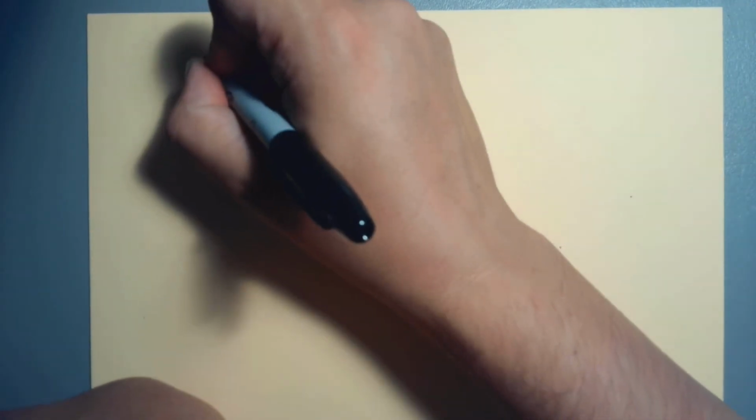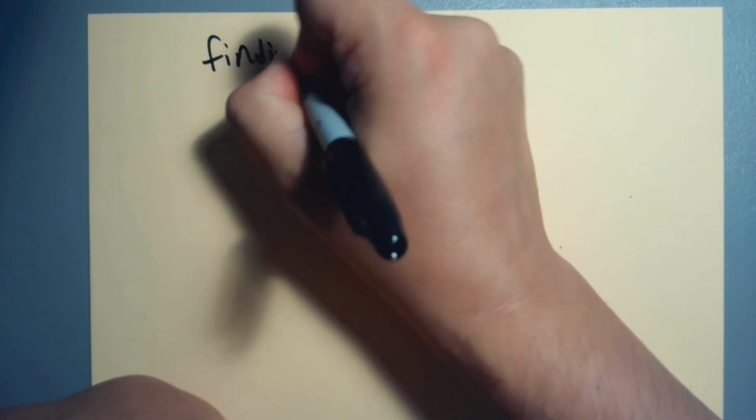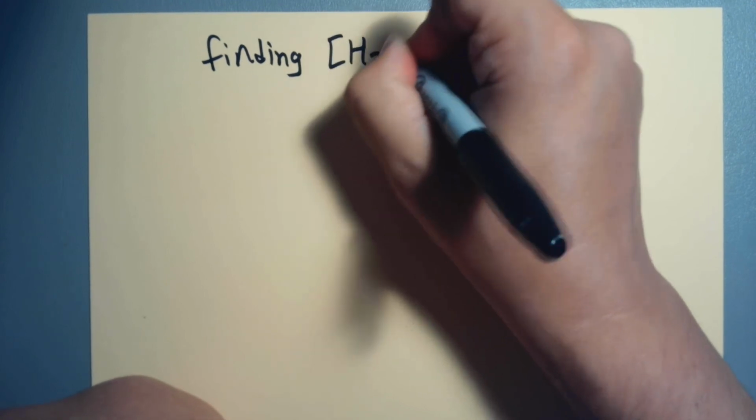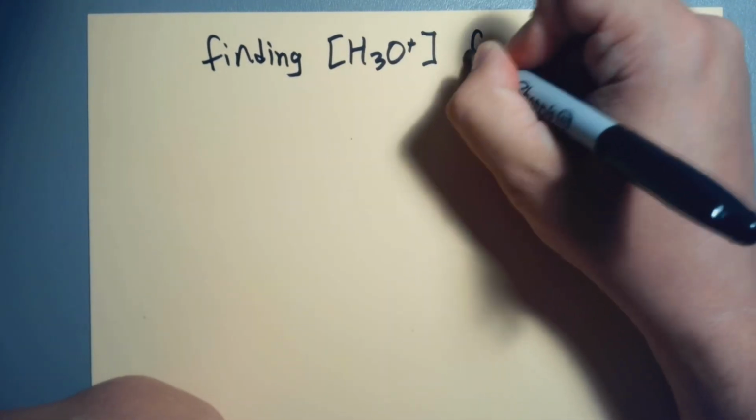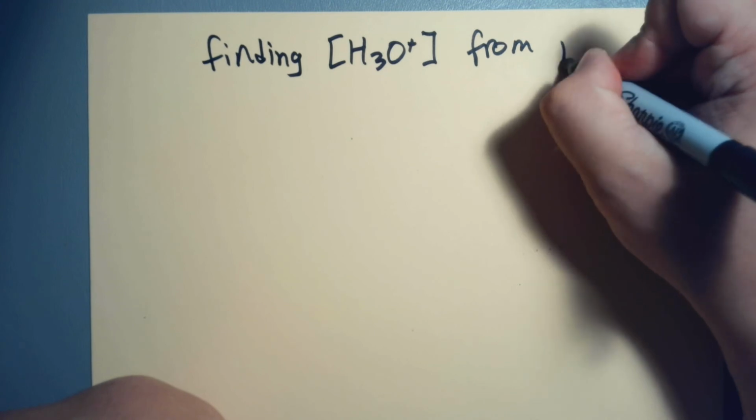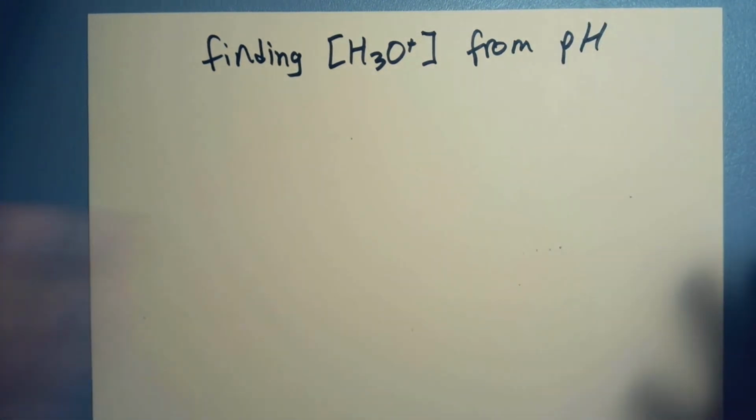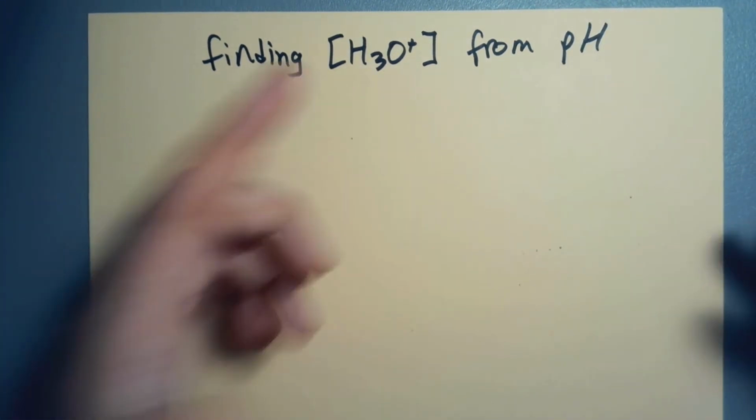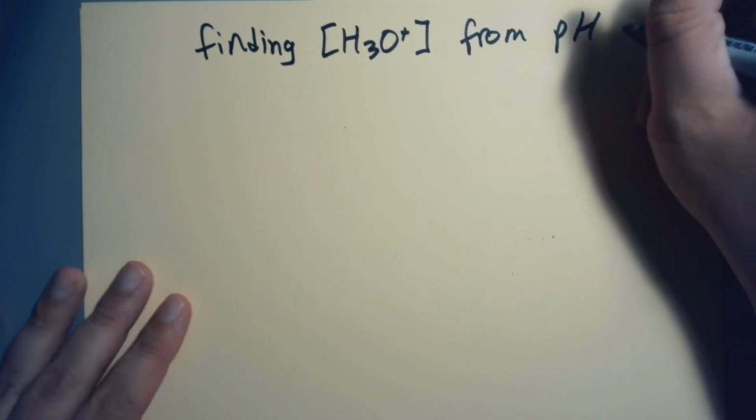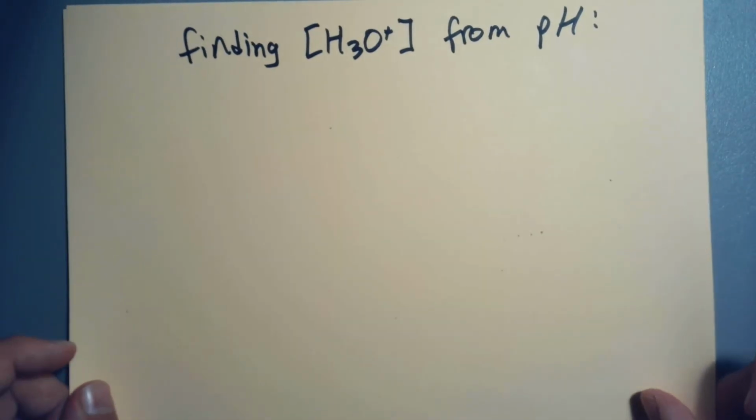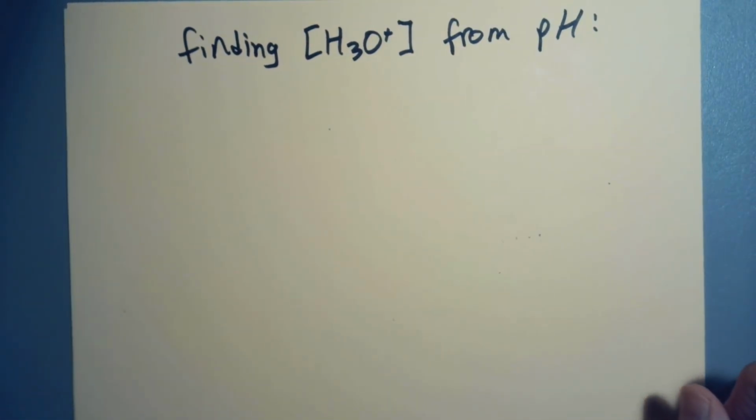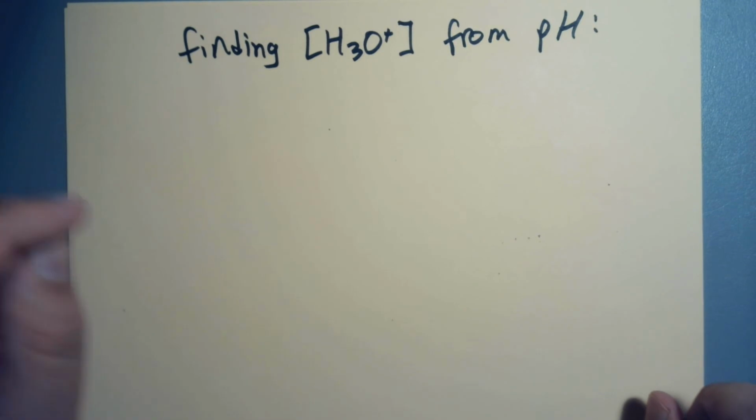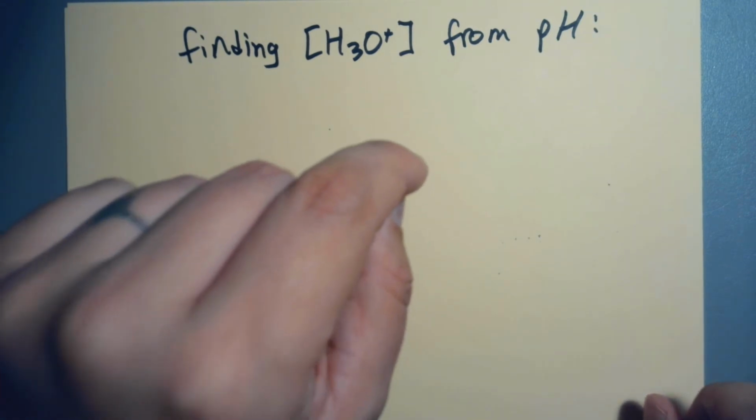Alright, so last thing we're going to talk about in this video: finding the concentration of H3O plus from pH. So this is like you use a pH probe or something like that. You measure the pH. You want to know how much acid there is in terms of concentration. Well, for every math operation there is an opposite, right? Addition has subtraction, multiplication has division. Logarithms have exponentiation.